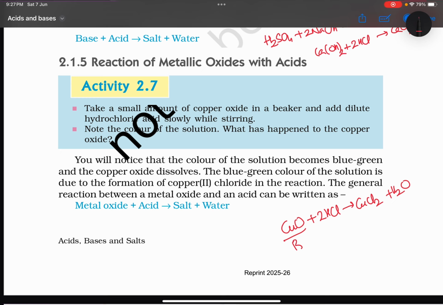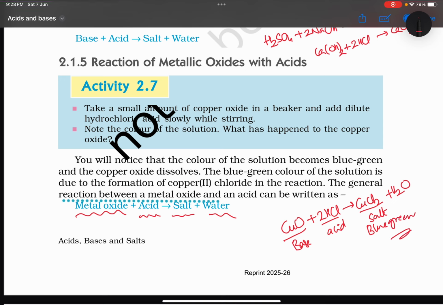It is base, it is acid, it is salt, this is water. So it is again neutralization. Again, a metallic oxide plus acid gives rise to salt and water. Note the color of the solution. What has happened to the copper oxide? You will notice that the color of the solution becomes blue-green and the copper oxide dissolves. The blue-green color of the solution is due to the formation of copper 2 chloride. Blue-green solution.